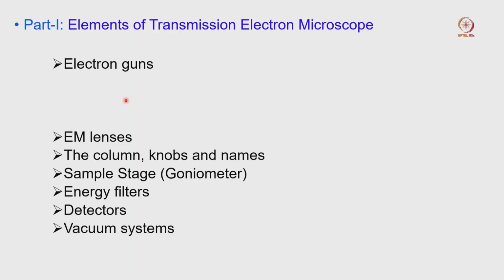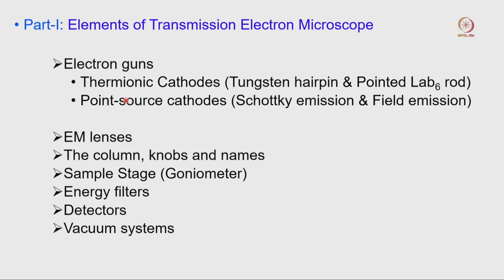Okay. So, electron gun. We are going to discuss what kind of electron gun we have. Specially, we can split the electron gun into two types. One is called thermionic emission or thermionic cathode, which is a tungsten hairpin filament or pointed LaB6 rod. The other is the point source cathode, called Schottky emission or field emission. Initially we are going to discuss these two electron guns, and then we will discuss the electromagnetic lens system.